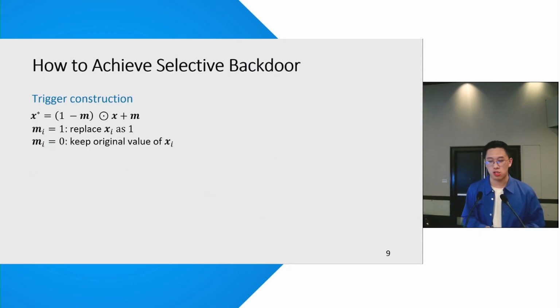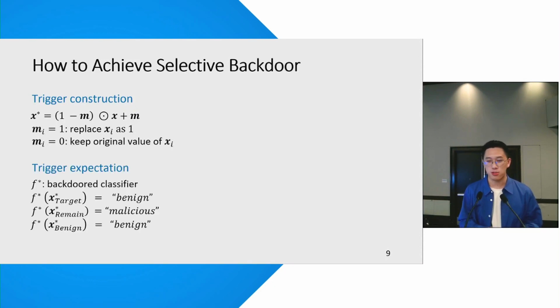So how do we achieve this jigsaw puzzle selective backdoor? First, we need to define the trigger. X is the feature vector of a sample which has binary values 0 and 1. 0 means the sample does not have the feature, while 1 means it does. M is the trigger. X star is the triggered version of X. Next, what do we expect from this trigger? Given f star as the backdoored classifier, as we mentioned in the previous slide, only X-target malware should be wrongly predicted as benign. Other samples should still be correctly predicted.